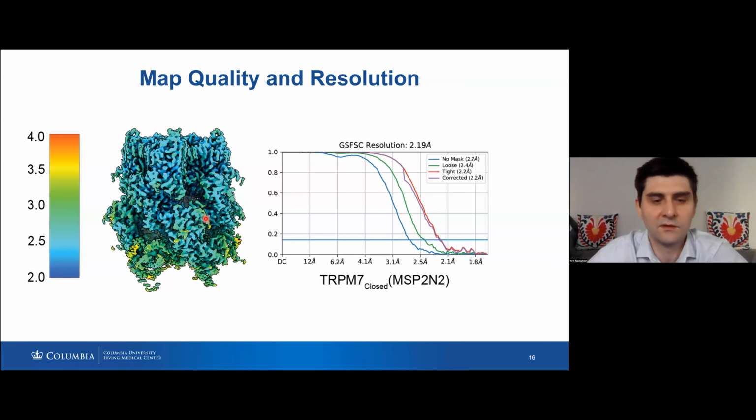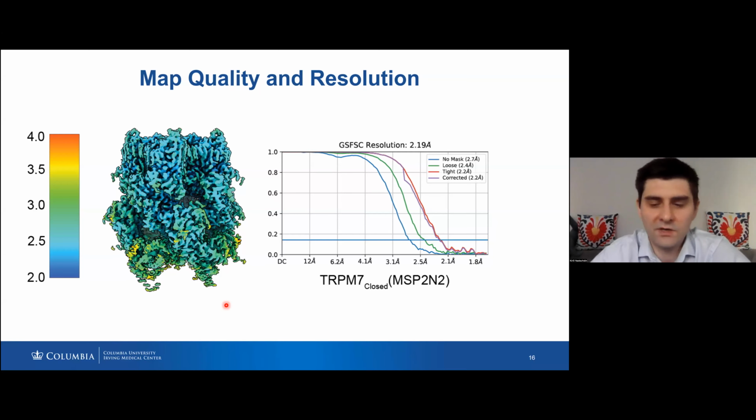We can easily build the model, but if you look closer at this map, you can see that although the upper part of this channel is resolved really well, and the resolution here is about 2.5, you can see all the lipids and all the side chains. The lower part of the channel, the intracellular part, isn't resolved really well. You can see that the estimated resolution is close to 3.5, even 4, even worse. It depends on which threshold you like.